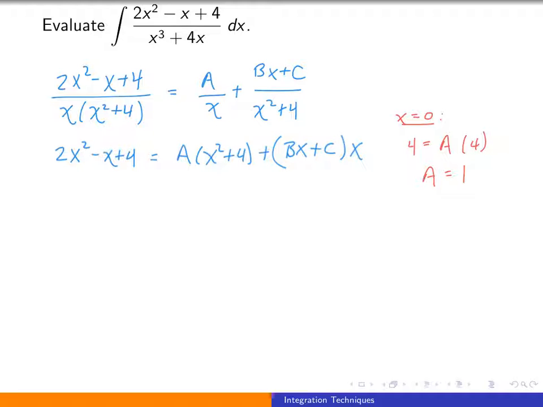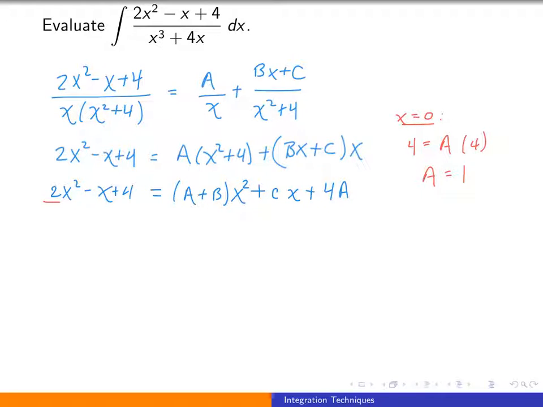Now in order to solve for the B and the C, we will simply expand algebraically on the right. In terms of x squared, there are A plus B of them. In terms of linear terms, there's a Cx and a constant term 4A. And the only way these two quadratics can be equal, on the left-hand side it's 2x squared minus x plus 4, is if all of their corresponding coefficients are equal. So we really do have a system of equations that we're working with.